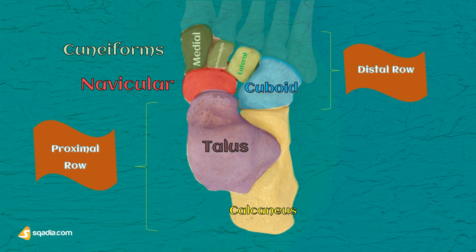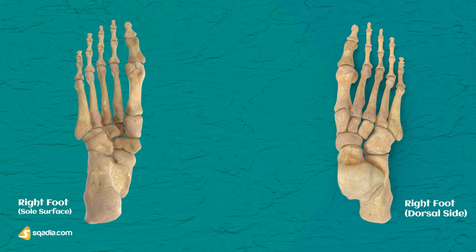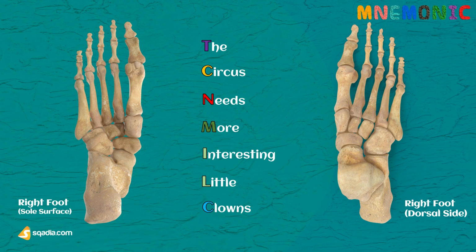To help remember the names of these tarsal bones, try using the mnemonic: The circus needs more interesting little clowns. The capitalized words are the ones you should focus on. Here, T is for talus. C is for calcaneus. N is for navicular.